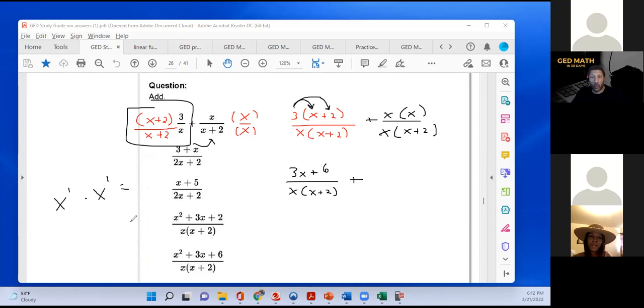What is the rule when we're trying to multiply exponents with the same base? What do we do to the exponents? So if I had X squared times X to the 5th, what's X squared times X to the 5th?